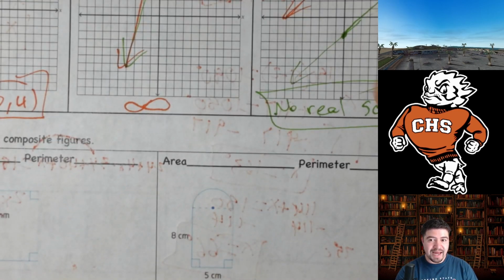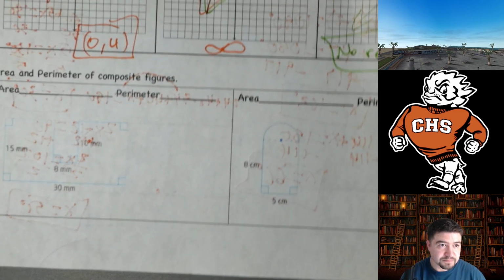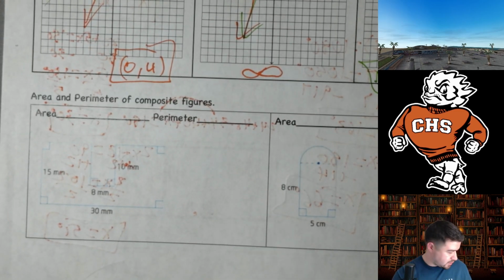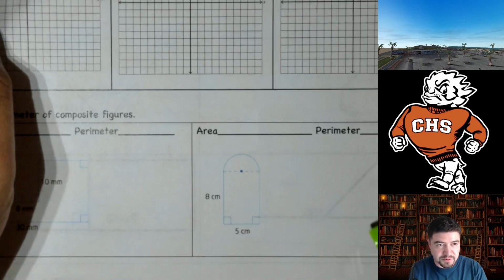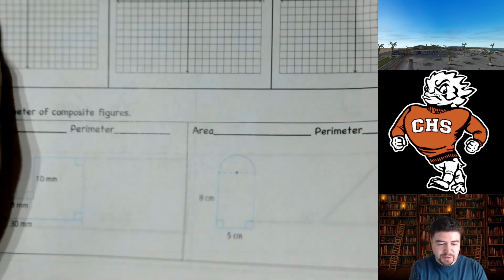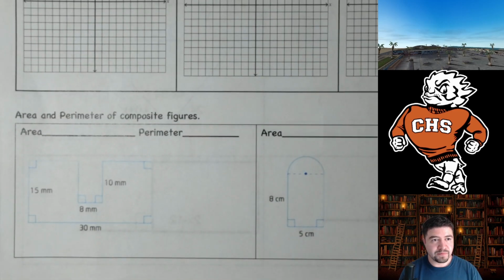So, lastly, we're going to talk about some composite figures. Now we have, let me switch papers. This is looking a little crusty over here. Okay, so we have two composite figures. Let's look at the first one.